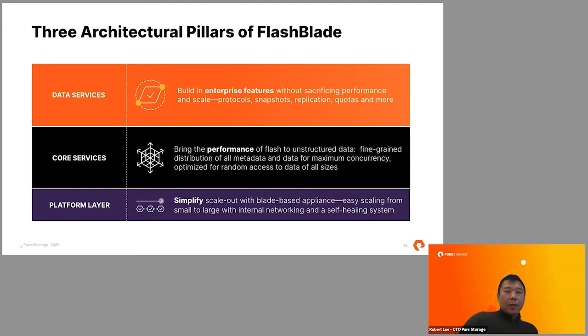So jumping back in, again, I just wanted to set the stage with the three architectural layers that we've built in FlashBlade, and we'll be diving into each of these: the top of the stack, the core data services, the metadata engine, and the core processing engine that supports a lot of the architectural capabilities that Matt just touched on, and the underlying integrated hardware software platform layer.